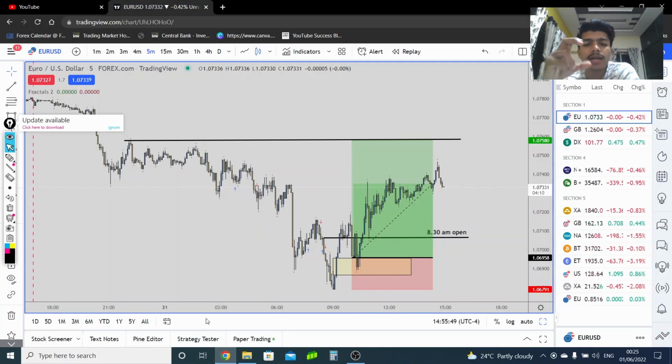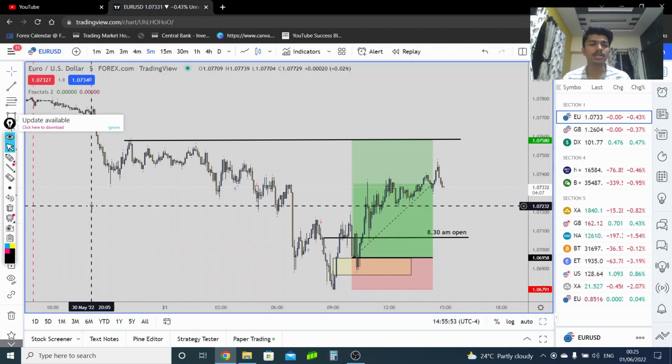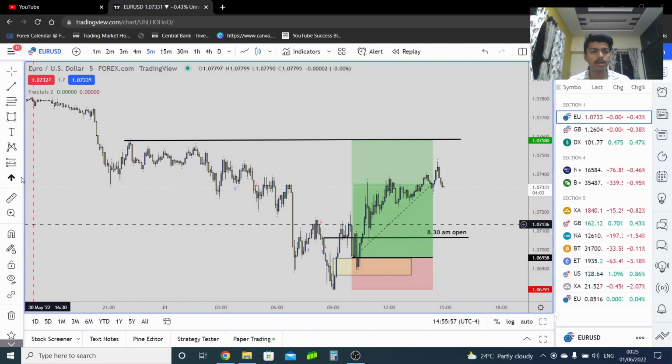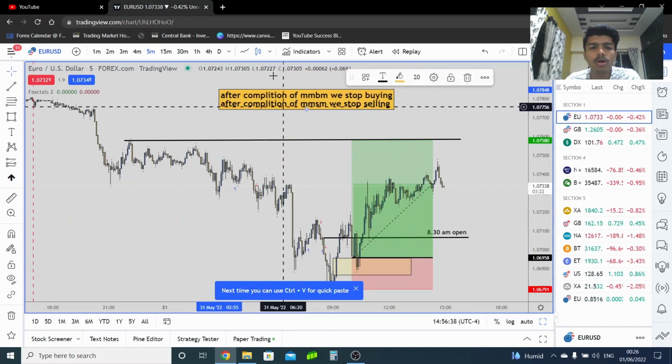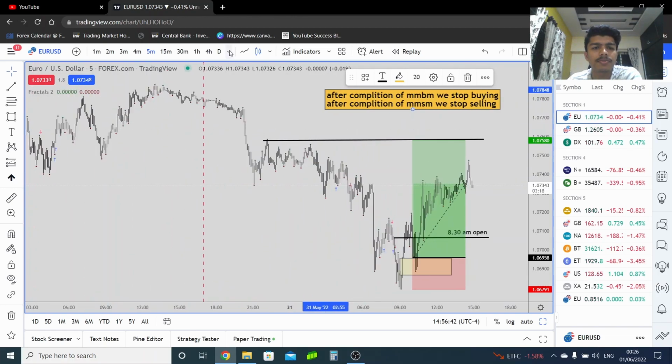The important rule here is that we are going to wait after the market maker buy model and sell model get complete. The rule is, let me write this down, so you guys also need to write it down. After completion of the market maker buy model, we stop buying. And second, after completion of the market maker sell model, we stop selling. These are the two important rules you need to remember.